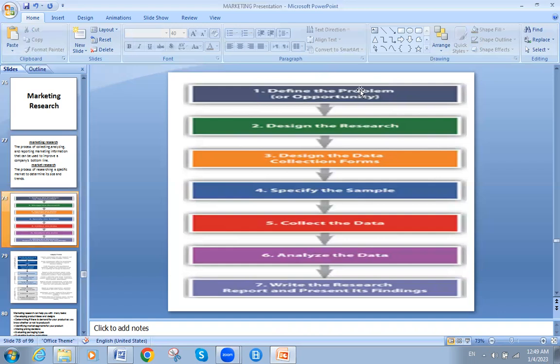Firstly, we have to define the problem, design the research, design the data, and specify the sample, collect the data, analyze the data, then write the research report. Those are the steps of marketing research.